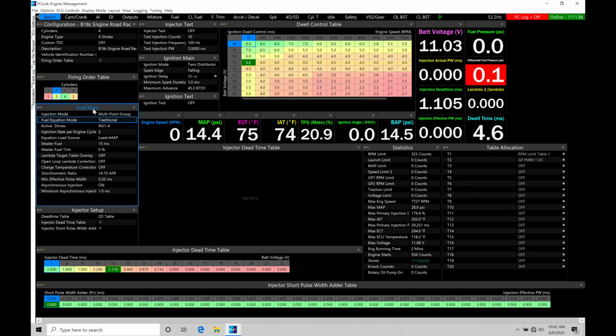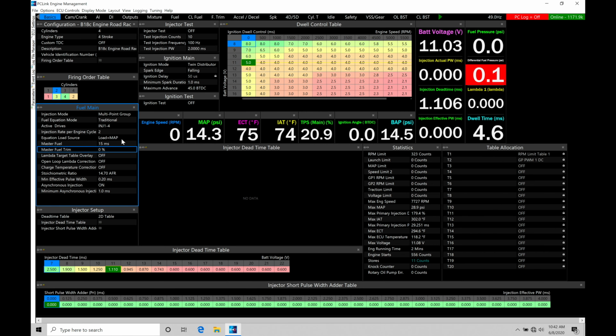Let's move down here under fuel main and take a look at some other things we need to account for working in our traditional mode. We're going to find we have a master fuel and a master fuel trim. These values will act as a background scalar and multiplier to the main fuel table. So these are going to have to be accounted for. We'll talk about what these represent a little bit later in the video.